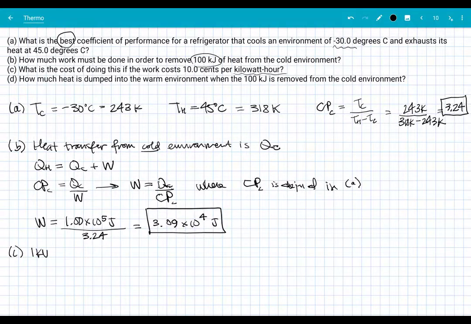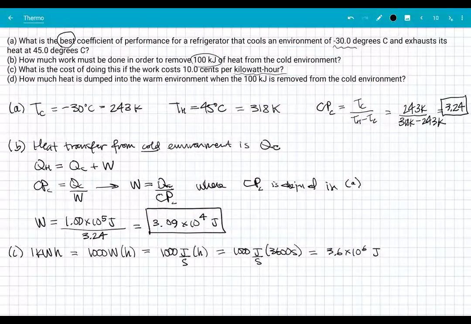1 kilowatt hour, kilowatt is 1,000 watts, equals 1,000 watts times an hour. What's a watt? Remember, that's a joule per second, so 1,000 joules per second times 1 hour. Now you see what I'm probably going to do here: 1,000 joules per second times 3,600 seconds is equal to 3.6 times 10 to the 6 joules. So 1 kilowatt hour we can write in terms of joules.